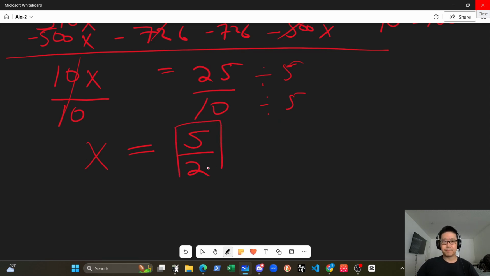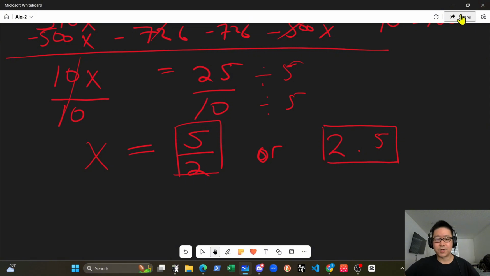Or if you want to put the answer in decimal form, 5 divided by 2 is going to be 2.5. Okay, and there's our answer. And once again, I leave it up to you to see if we've done it right.